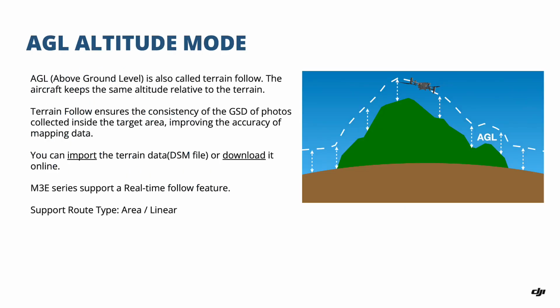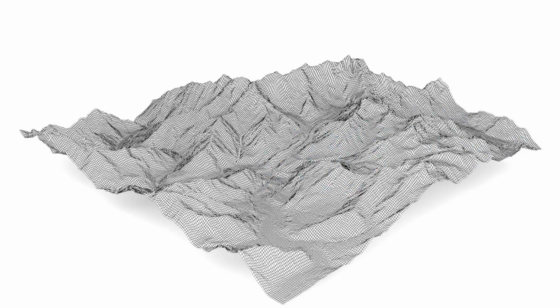In the latest version of DJI Pilot 2 app, terrain follow feature is AGL, above ground level, under altitude mode. This feature allows the drone to keep the same distance to the ground, providing a consistent GSD of photos, which is crucial when your target area is uneven. In order to do that, the drone needs to know the terrain information.